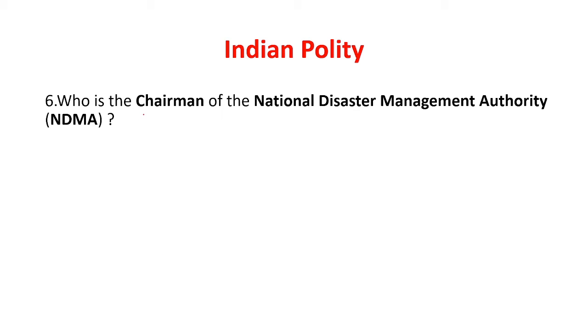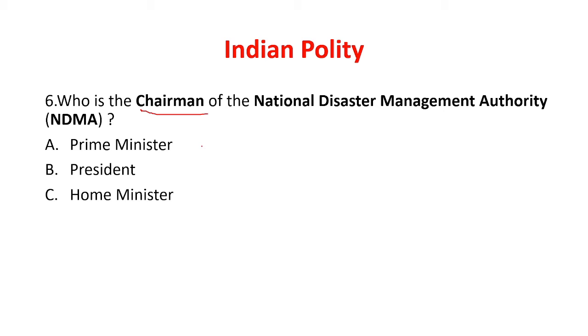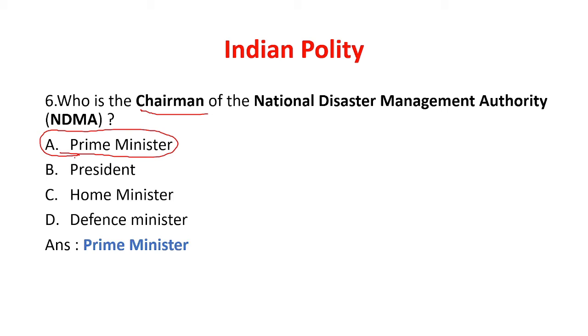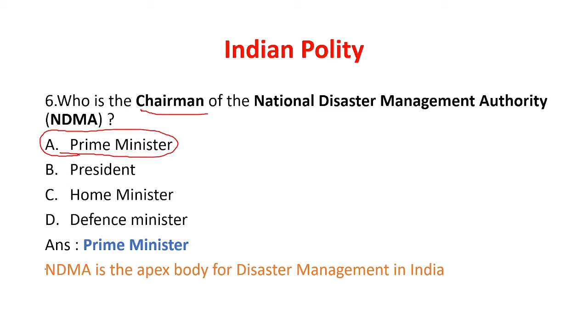Who is the chairman of the National Disaster Management Authority? And the options are Prime Minister, President, Home Minister and Defense Minister. Who is the chairman of National Disaster Management Authority? It is Prime Minister. He will be the chairman of National Disaster Management Authority. So this is the apex body. Apex is nothing but the highest body for disaster management in India.